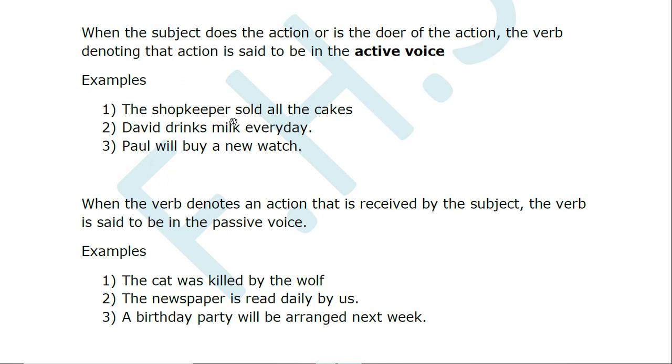David drinks milk every day. What is the action? Drinks. Who drinks? David. So active voice. Paul will buy a new watch. What is the action? Will buy. Who will buy? Paul. Since it's before the action, it is active. Now these are all examples of the different tenses. This is past tense, present tense, and this is future tense. Now we go to the next.